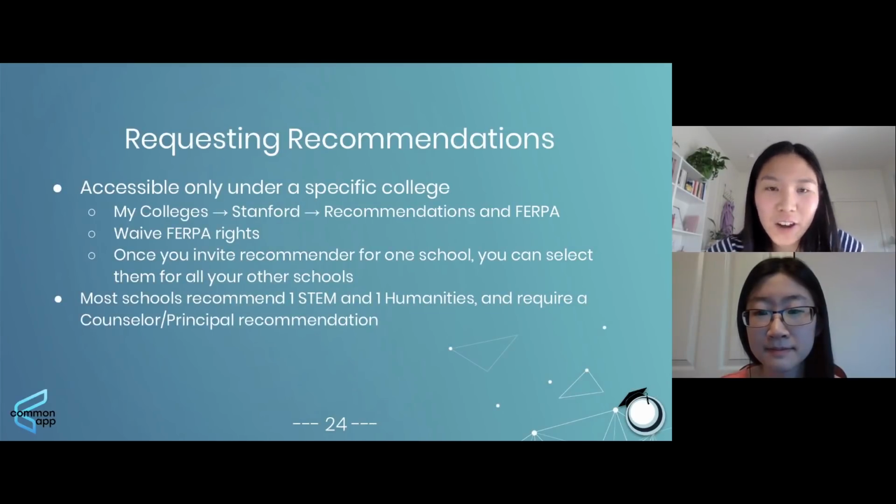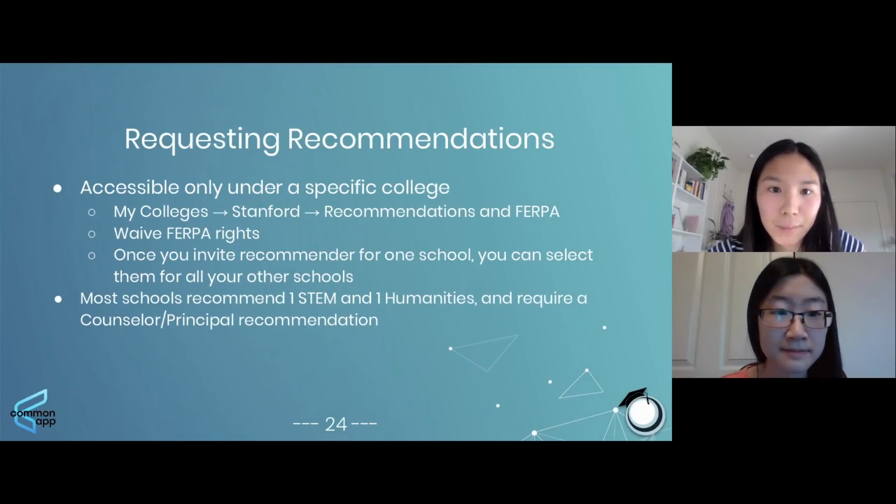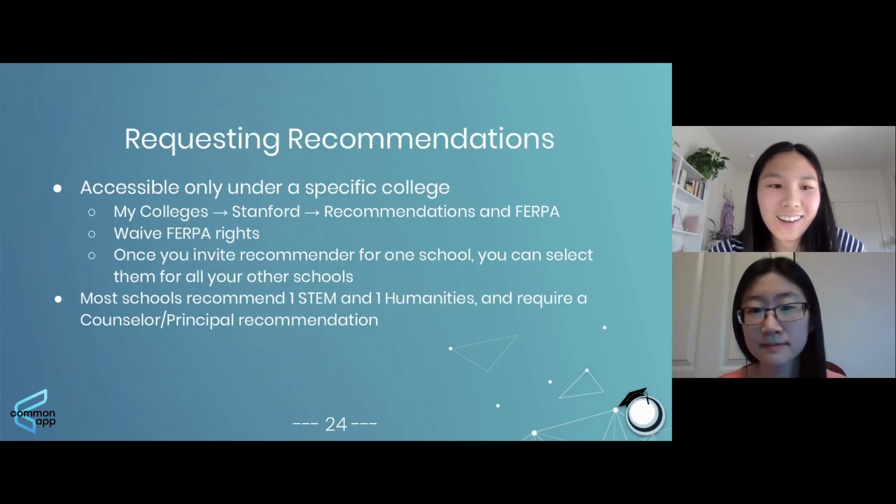All right, so now let's talk a little bit about requesting recommendations through the Common Application. Oddly enough, for whatever reason, you can only access the request recommendations from a specific college. So you have to go to My Colleges and then click on any specific college. For example, I just put Stanford here, and then you have to click on Recommendations and FERPA. It's recommended that you waive your FERPA rights, and what FERPA rights are is basically saying whether or not you can see the recommendation before it's submitted.